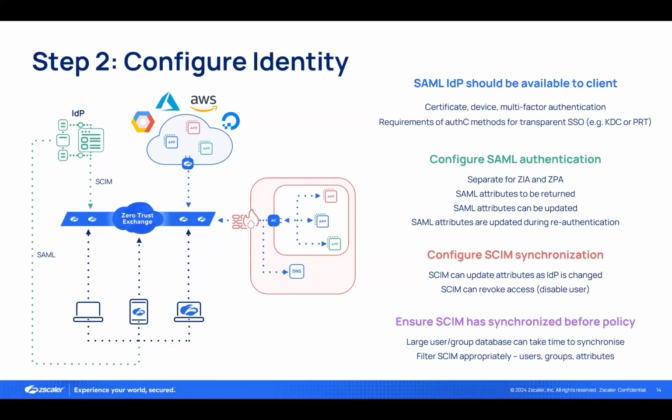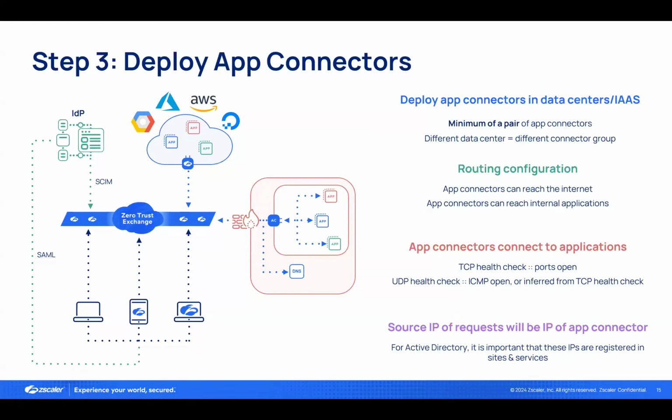This is why we recommend configuring SCIM synchronization if your IDP supports this, since SCIM can update attributes as they change on the IDP, and SCIM can also revoke access dynamically if a user account is disabled. Note that since SCIM synchronization can take quite a bit of time, it's important that you ensure SCIM is synchronized before policy leverages it. Next, we need to deploy app connectors wherever applications are.